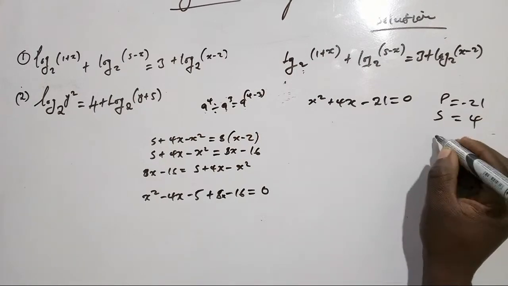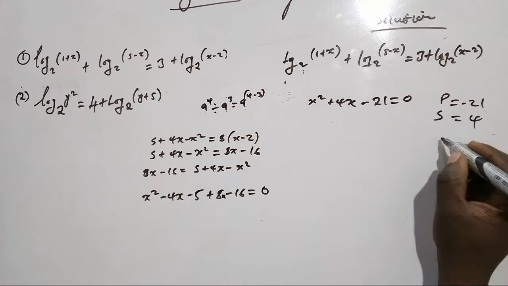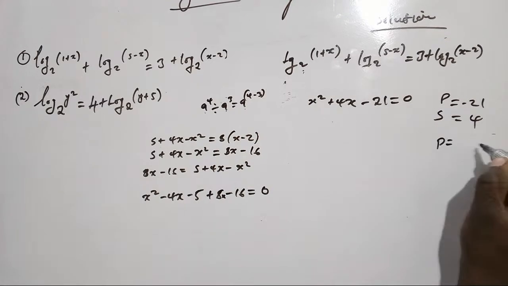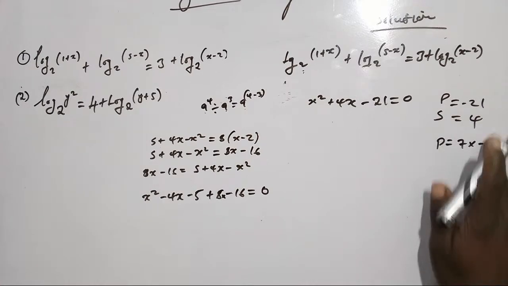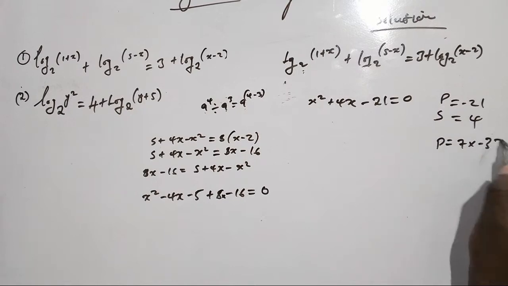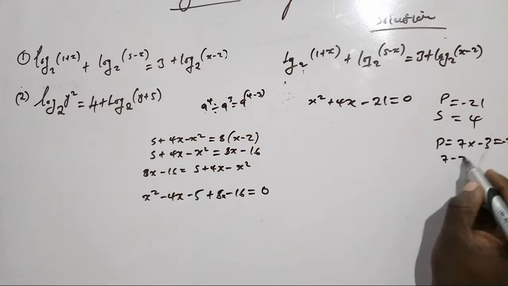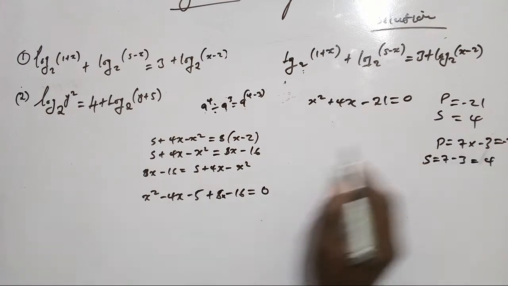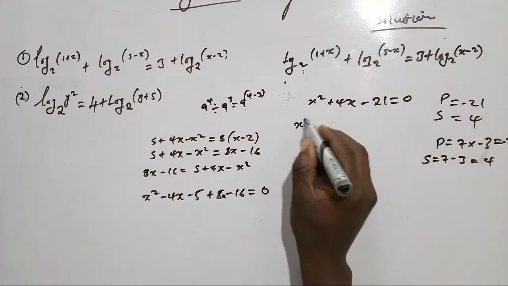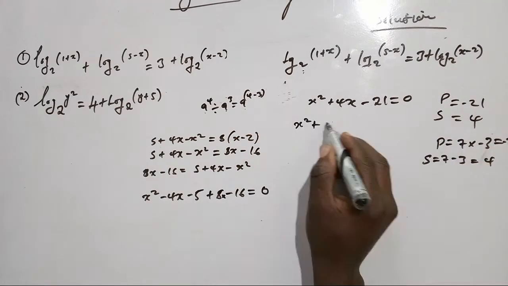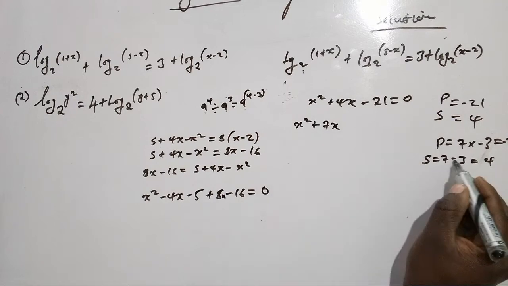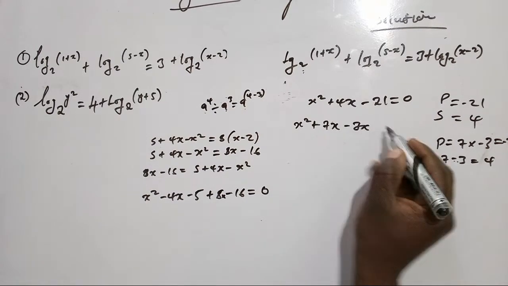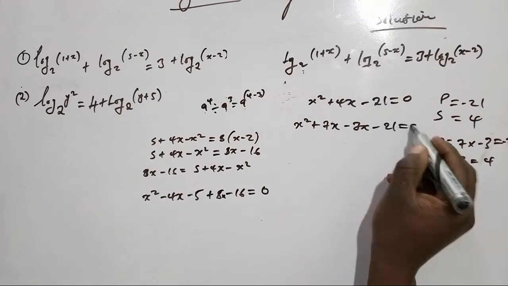So these numbers, we can see, the product is 7 multiplied by minus 3, which equals minus 21. Then when you add 7 and minus 3, this is the sum, you are going to have 4. So this is the 4 which we're having here, right? So we're going to substitute now: x² + 7x - 3x - 21 equals 0.